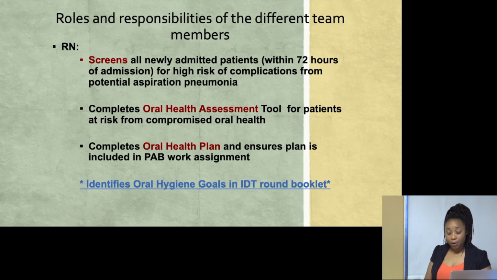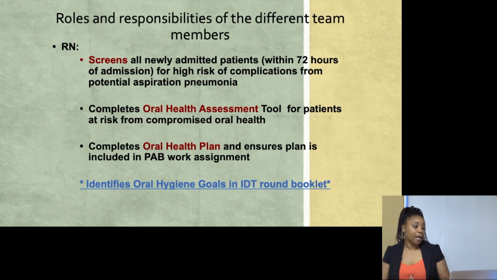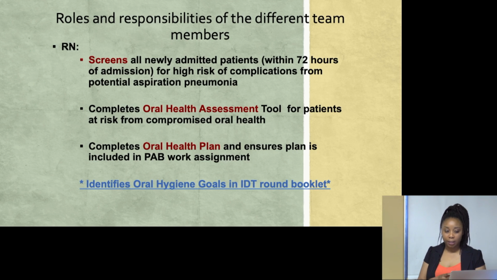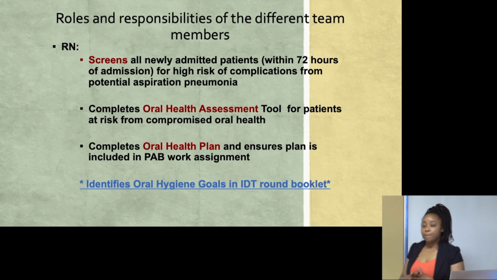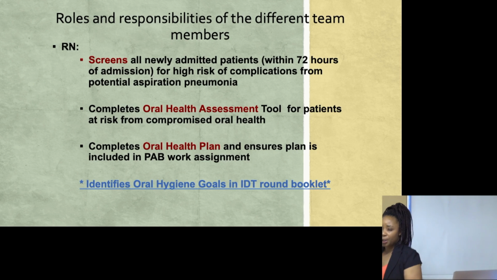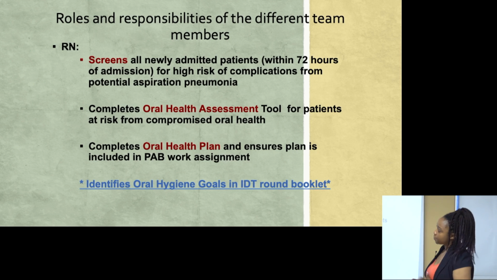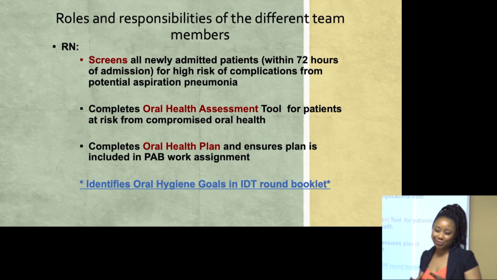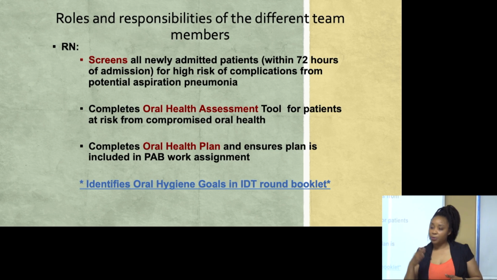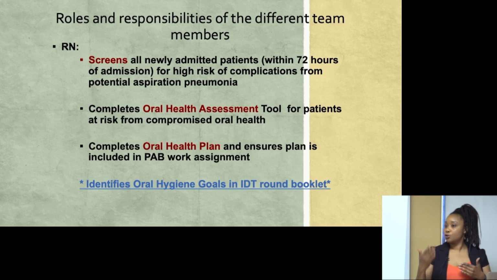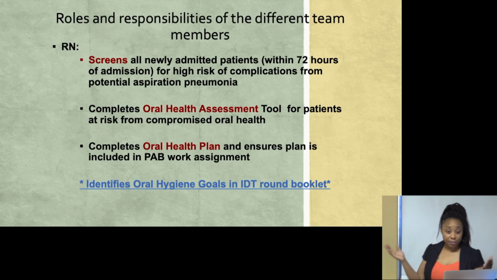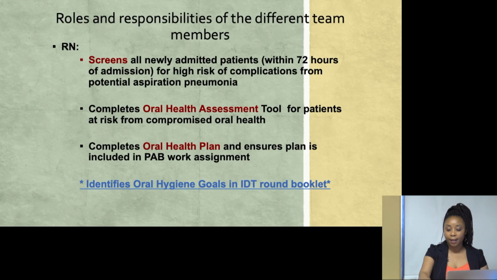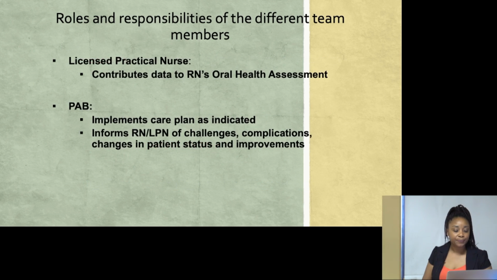As always, during our rounds, which are interdisciplinary rounds, it is the RN's responsibility also to identify goals in oral hygiene. For example, if my patient presents with a white coating on the tongue, I should be able to collaborate with the doctor and see what kind of medications can be used to take care of that. And I should be able to say, within a week, the patient's tongue should show a nice pink moist tongue or something to that effect anyway. So goals should always be communicated and identified in the rounds booklet.